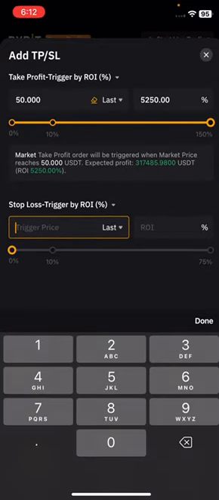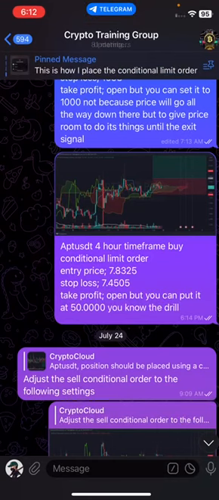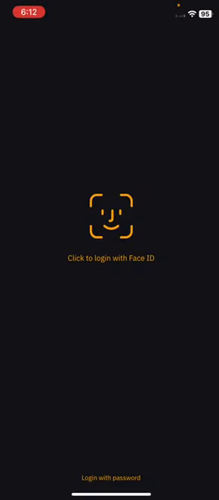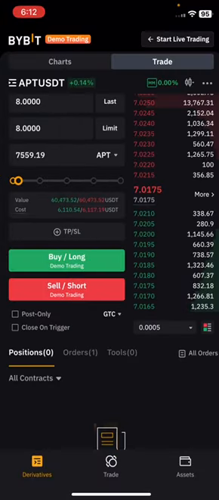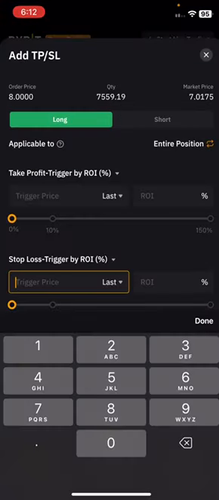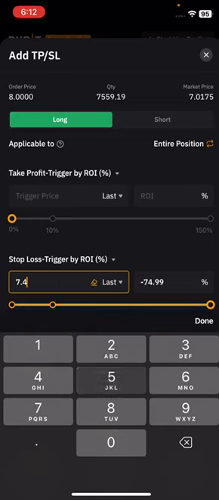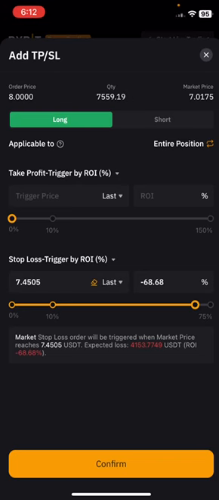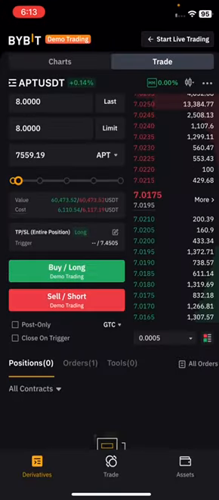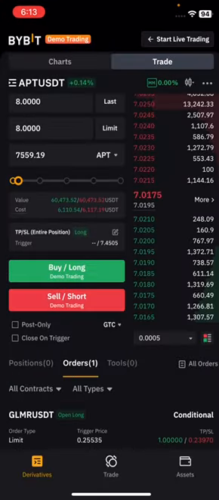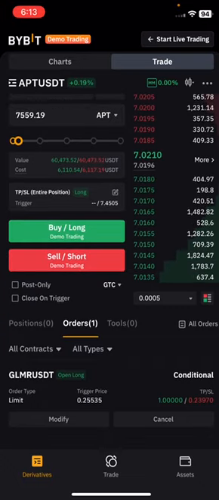Then the stop loss that I provided, so stop loss 7.4505. So I'll then input the stop loss 7.4505. And after, just click confirm. So the limit order will be somewhere here.